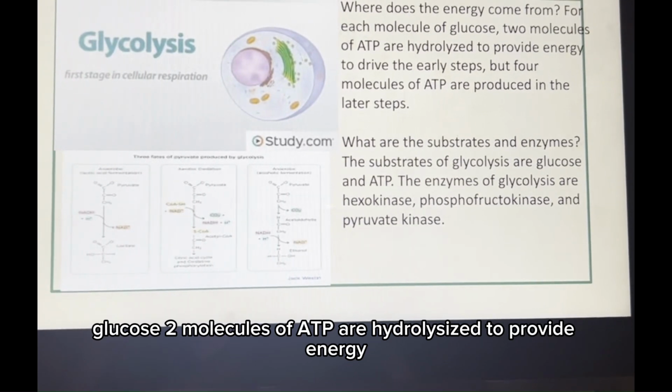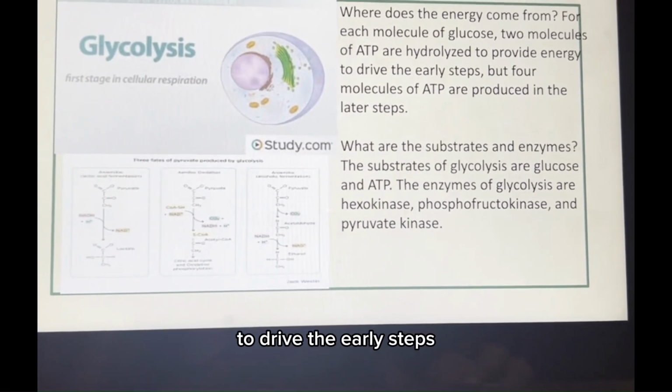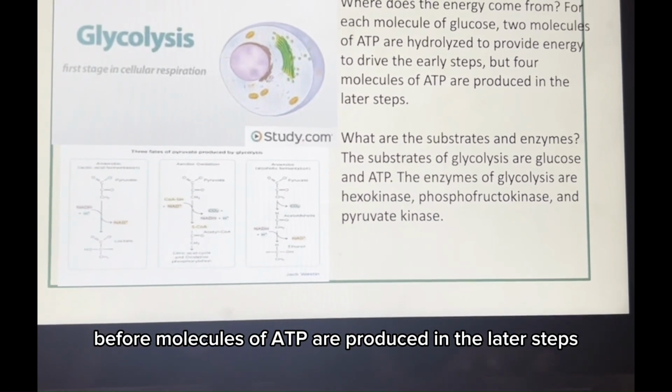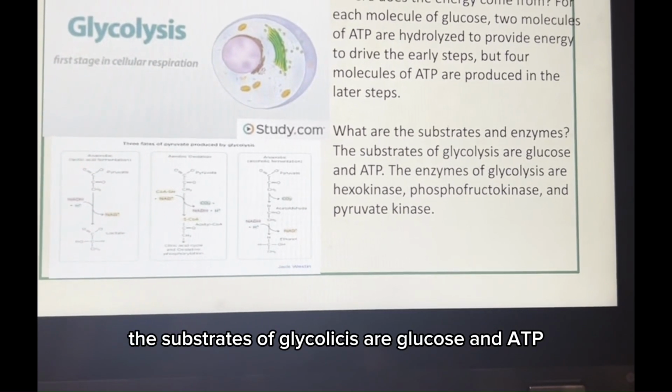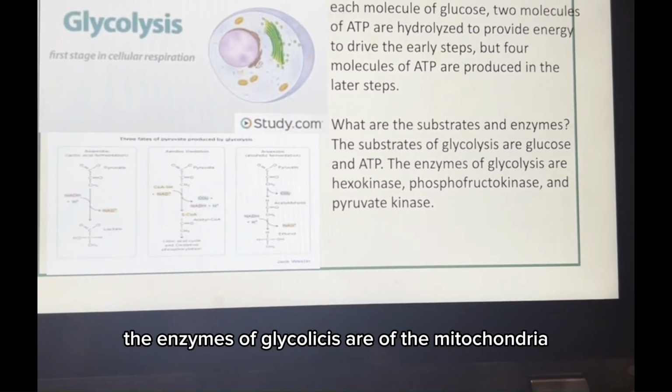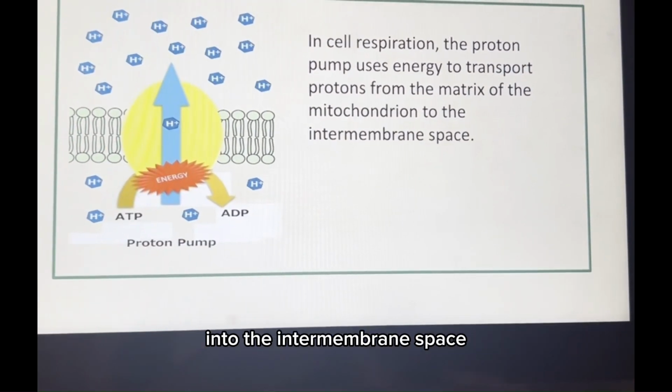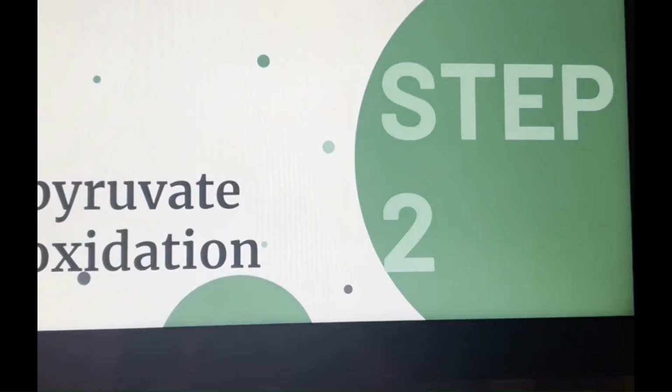For glucose, 2 molecules of ATP are hydrolyzed to provide energy to drive the early steps, before molecules of ATP are produced in the later steps. The substrates of glycolysis are glucose and ATP. The enzymes of glycolysis are of the mitochondria into the intermembrane space.